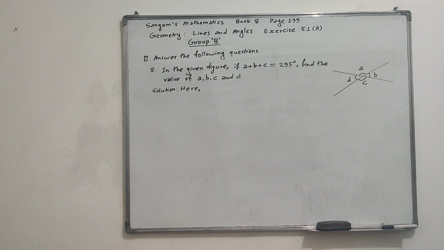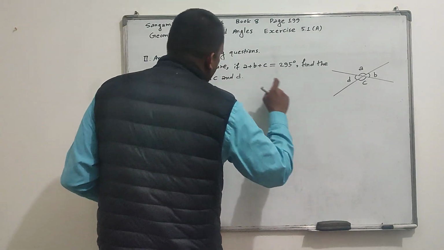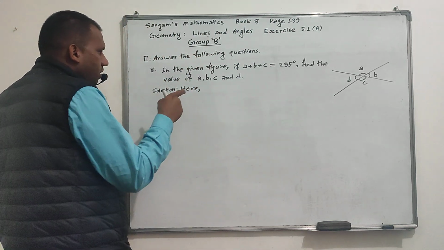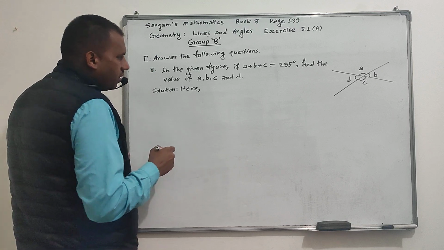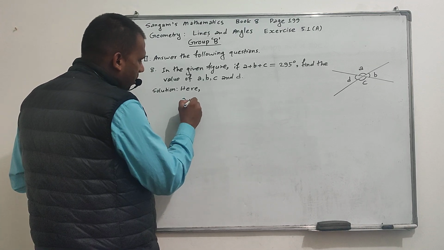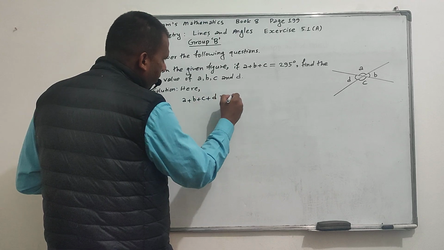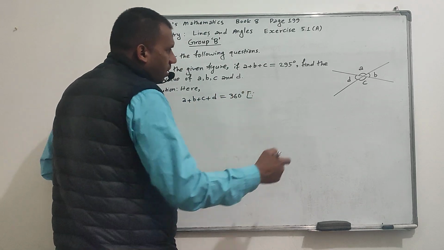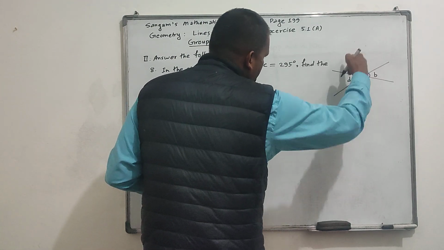Okay students, now question number 8. In the given figure, if a plus b plus c equal to 295 degrees, find the value of a, b, c and d. Now its solution here. A plus b plus c plus d equal to 360 degrees. It makes a complete turn or complete angle, that is 360 degrees.